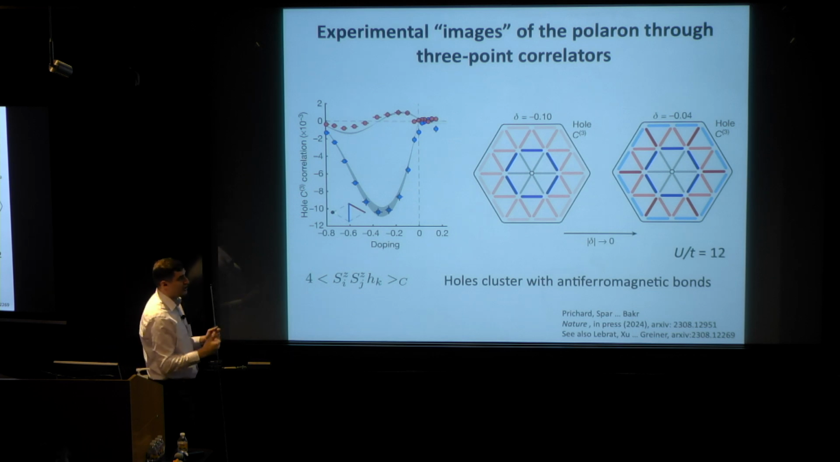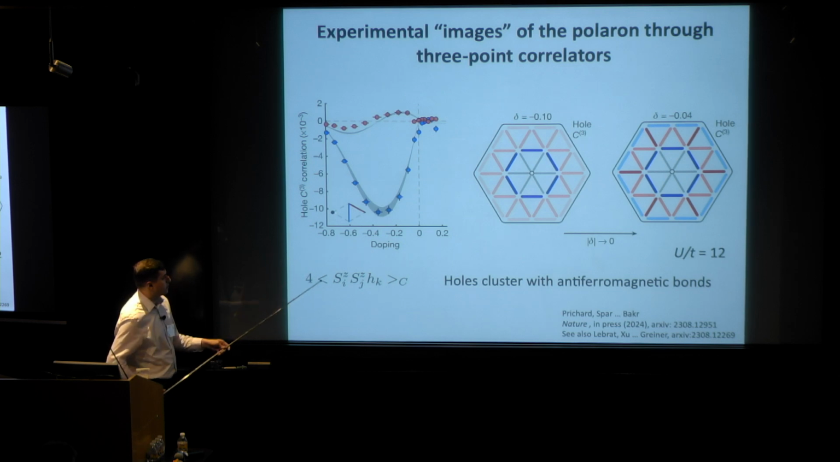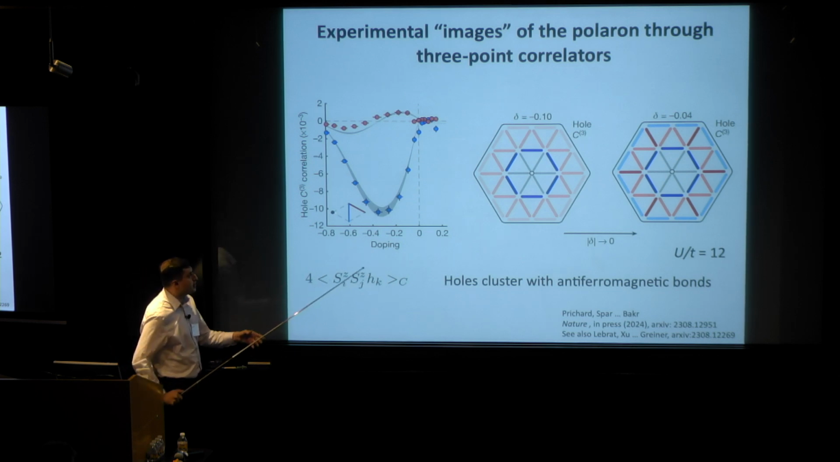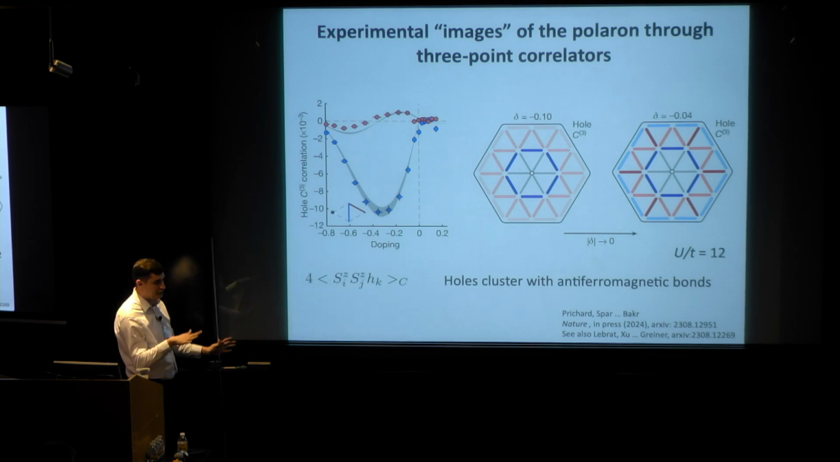And this is using the same technique that was first introduced by Munich in the square lattice. Now we're applying it to the triangular lattice, looking at these connected three-point correlation functions. We already know that the system has some antiferromagnetism even away from dopants because of this 120-degree Néel order at finite U over T. But we're asking, how does the presence of the hole enhance or reduce the antiferromagnetism?